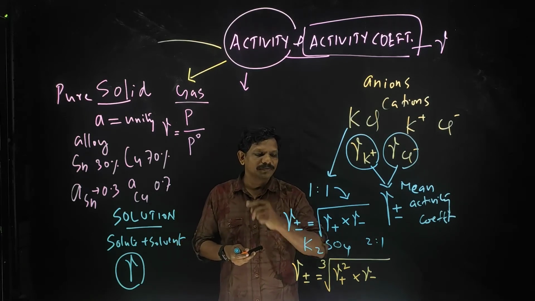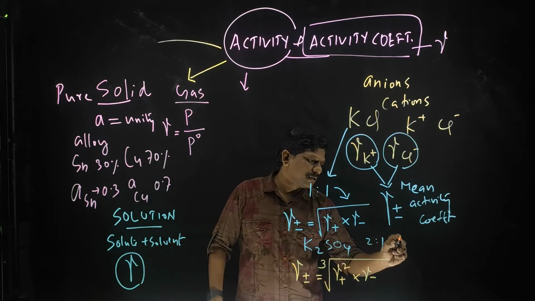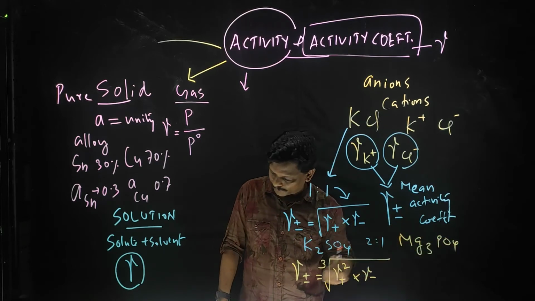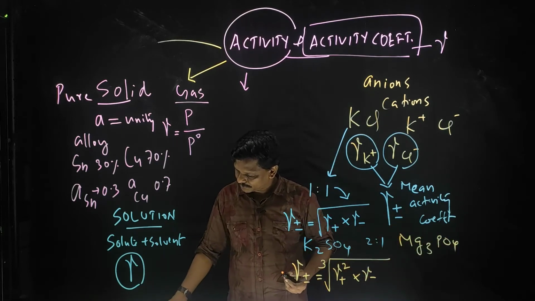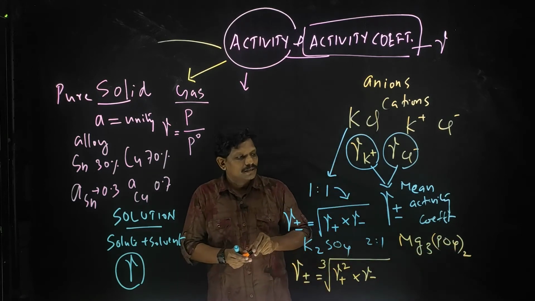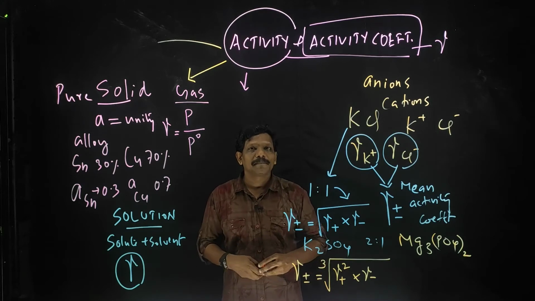You can try it for another compound, Mg3(PO4)2, with PO4 twice. You can try how you can write this gamma plus-minus.